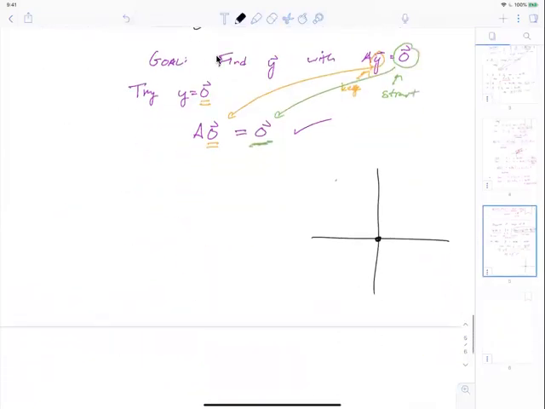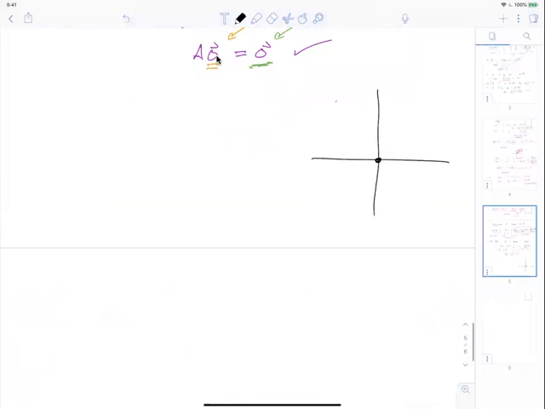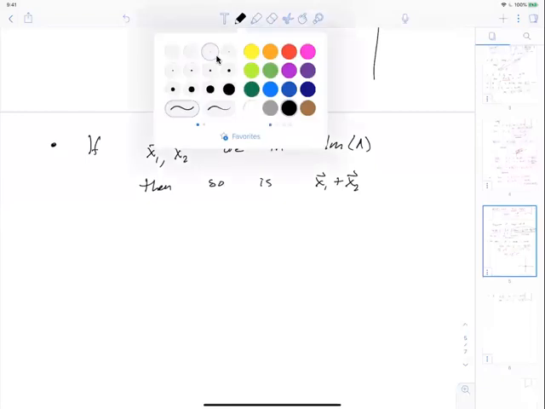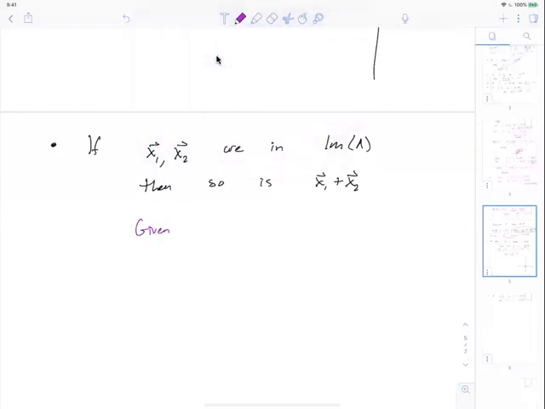All right, so what are the other facts? These facts are going to be just like we had before. So if we have two vectors, x1 and x2, in the image, then so is x1 plus x2. All right, so why is this? So let's just start with the given, right? The given is that x1 and x2 are in the image.